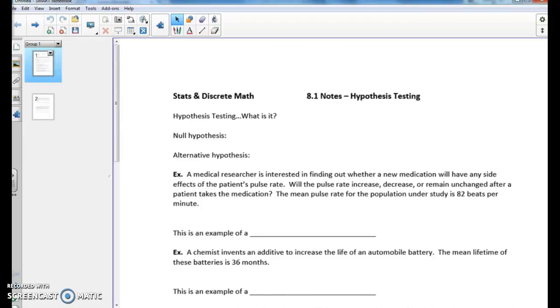Alright, stats class, how we doing? I'm going to do our best here to try and get through these notes on a recording, and hopefully this works out well for you guys.